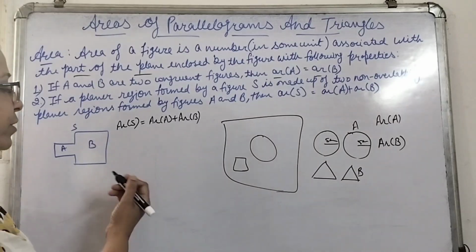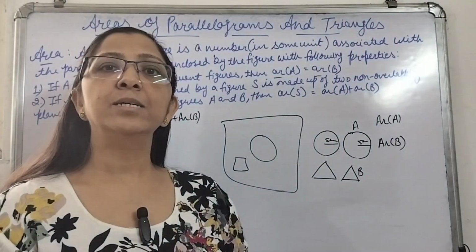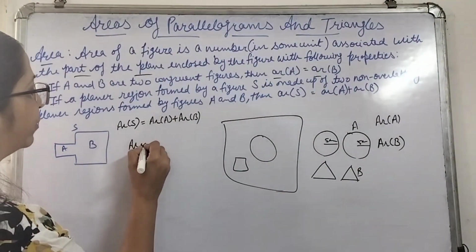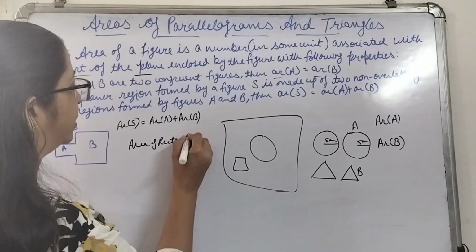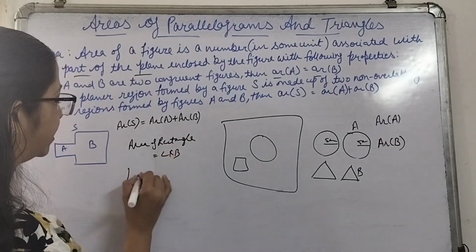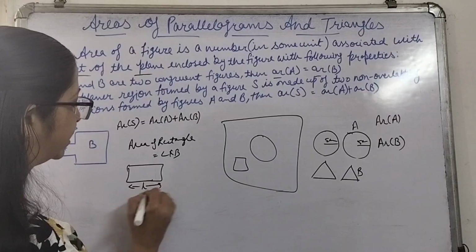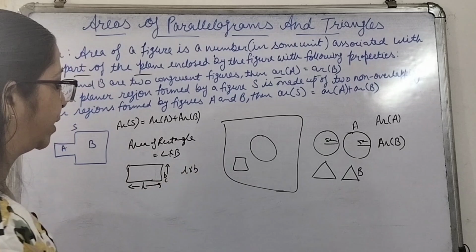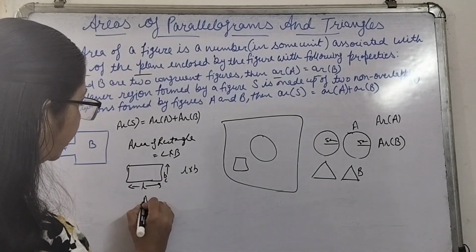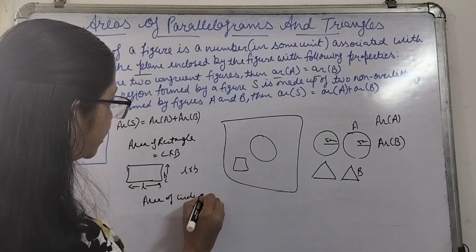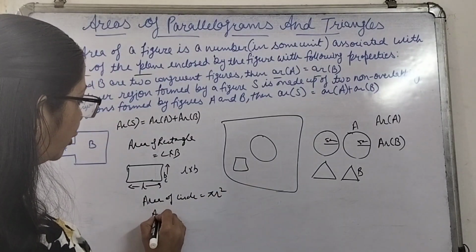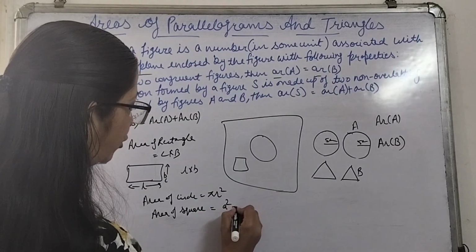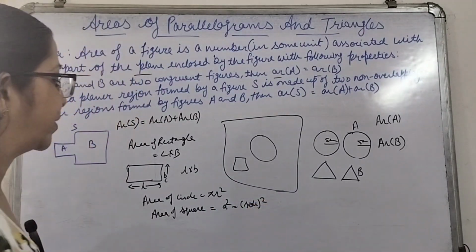We have learned about the area of a rectangle. We have learned about the area of a circle. Some of the figures we have already learned how to find the area of. So let's recall it. Area of a rectangle, we know, is length into width. If this is a rectangle whose length is L and width is B, the area will be L into B. Similarly, the area of a circle is pi r square. Area of a square, if its side is A, is A square, or we can say the square of the side will be the area of the square.